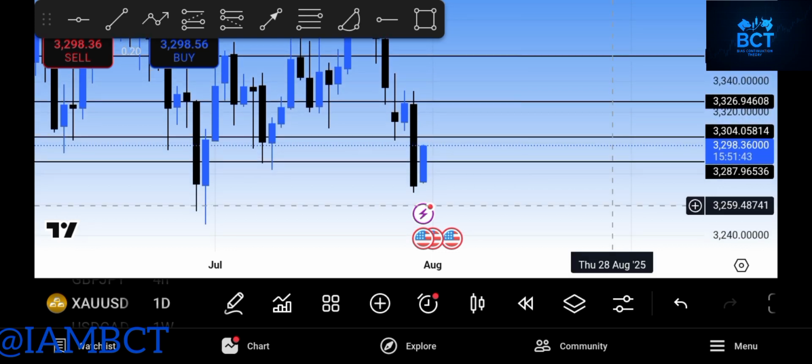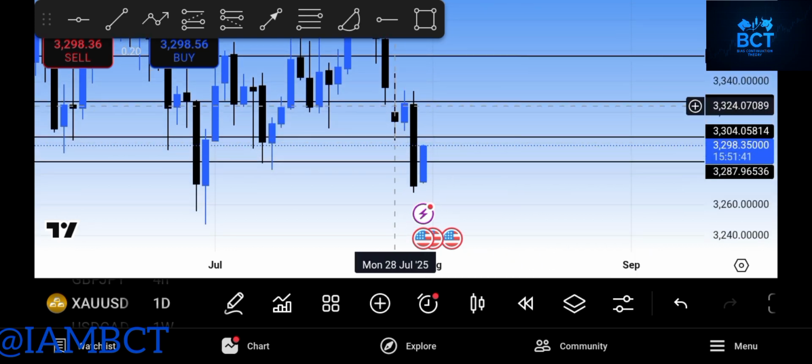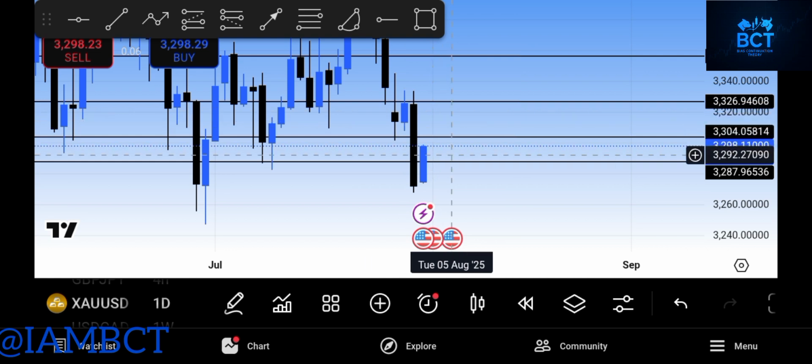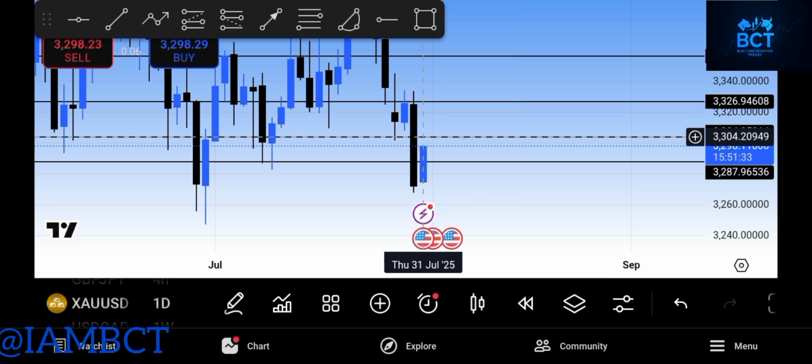So as you can see in daily, there is already a daily order block right here. This market is not going to move straight up here. It is going to wick somewhere around the zone, then close around here. This trade is going to hold from next week.